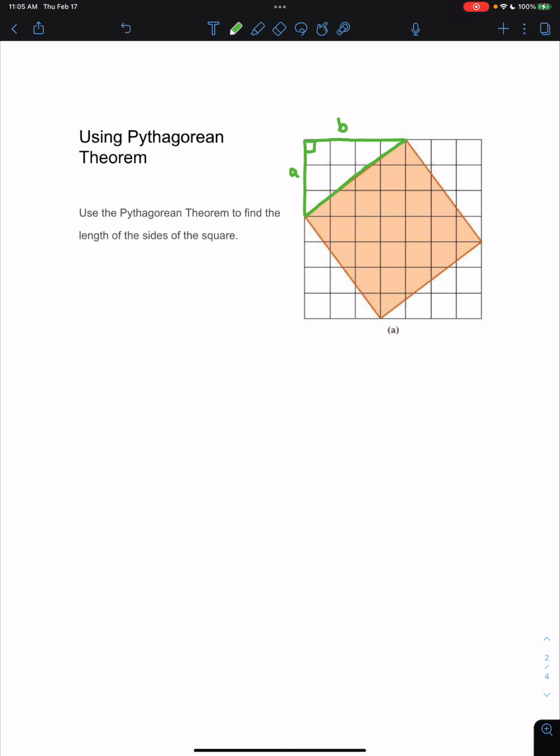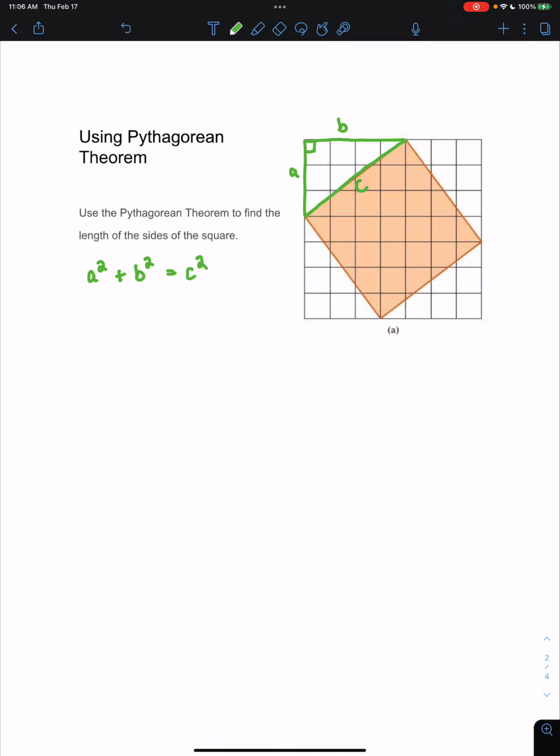And then it does matter which one is C because it has to be the hypotenuse. And the hypotenuse has to be the side that's opposite the right angle. So this has to be C. All right. And just to remind myself, A squared plus B squared equals C squared.